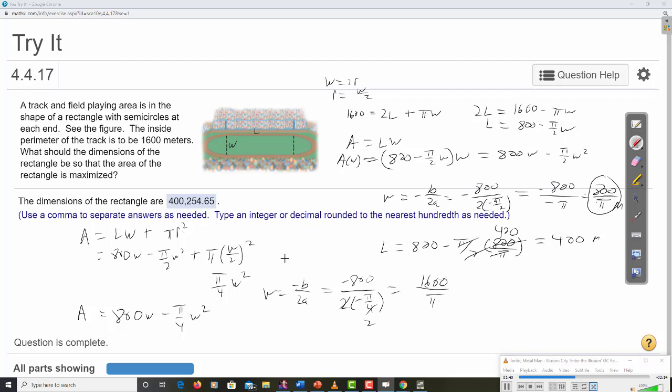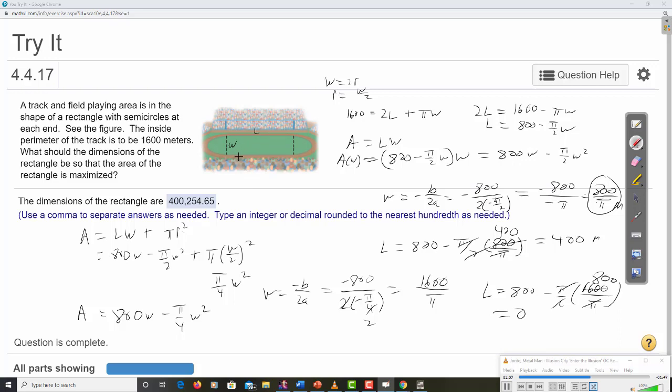But look what happens if I plug into the length formula. Length would equal 800 minus pi over 2 times 1600 over pi. We get 800 minus 800 equals 0. And a natural question would be, how can it be 0? We want to maximize the area.